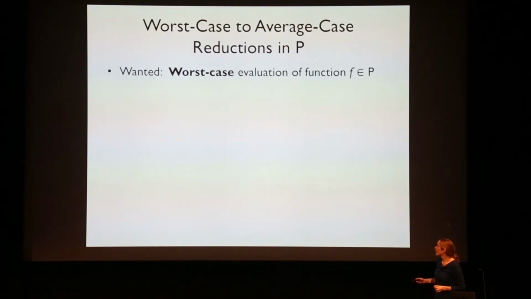So let me say a little bit about how you can use HSS in the application of worst case to average case reductions in P. Suppose I've got some function f, and I want to be able to worst case evaluate it. And suppose, as an assumption, that there exists a homomorphic secret sharing scheme for the function f. So what does it look like? We've seen this picture before.